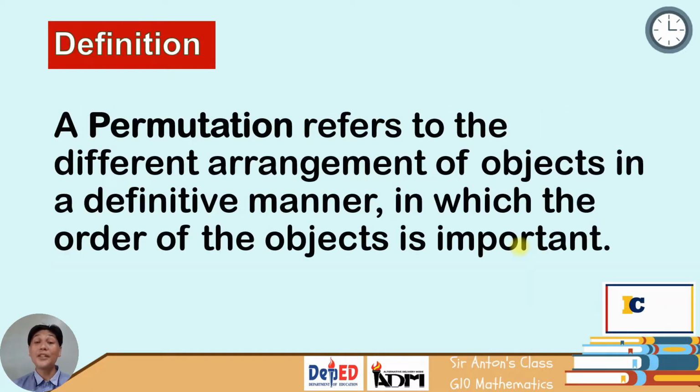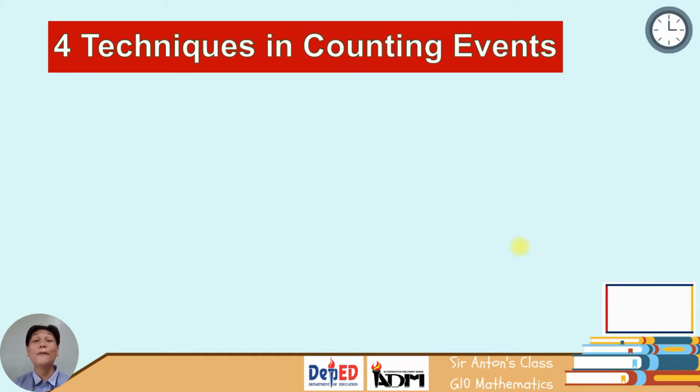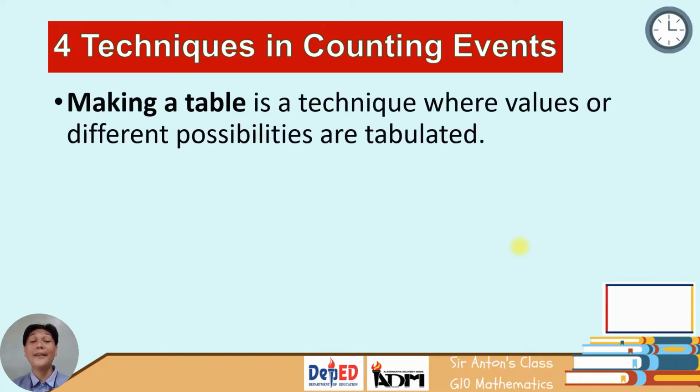Definition. A permutation refers to the different arrangement of objects in a definitive manner, in which the order of the objects is important. There are 4 techniques in counting events or in doing permutations. 1. Making a table is a technique where values or different possibilities are tabulated.